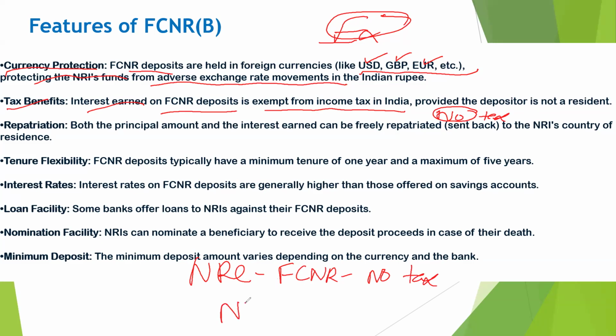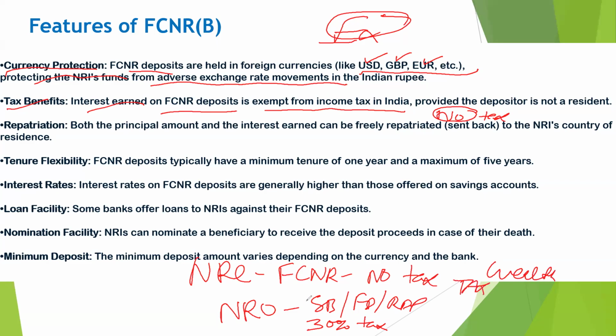But if it is an NRO account, if it is an NRO saving account or they are having a fixed deposit, RD type of deposit, then 30% tax will be applicable. Which type of tax is it? It is a wealth tax. That is flat, so this tax will be flat 30%.